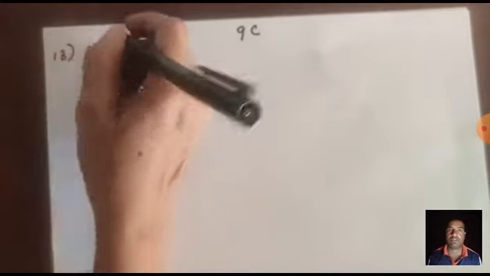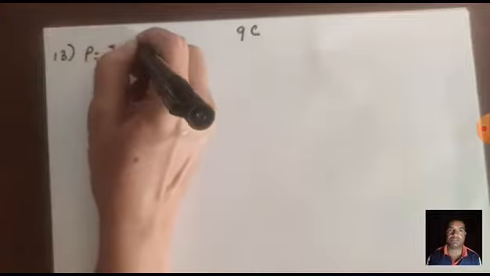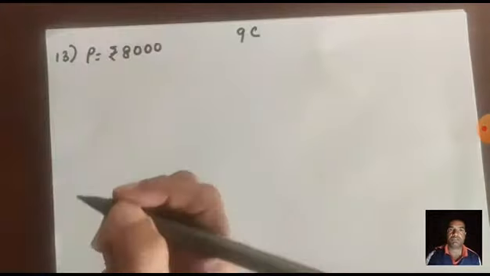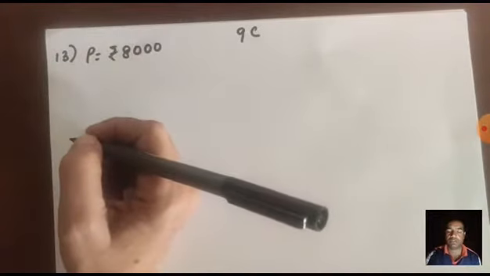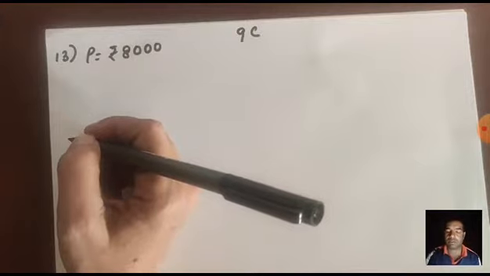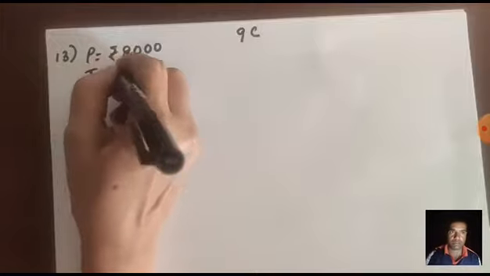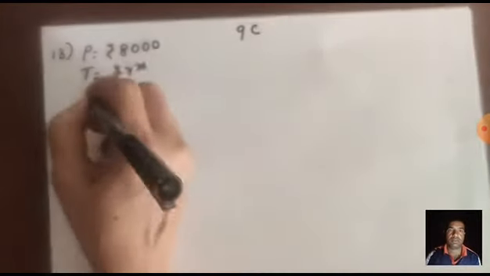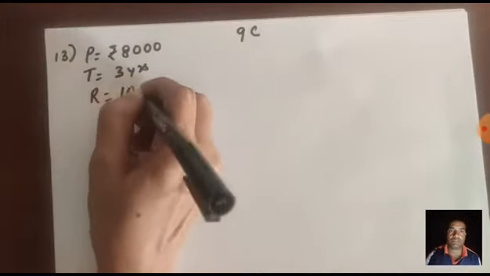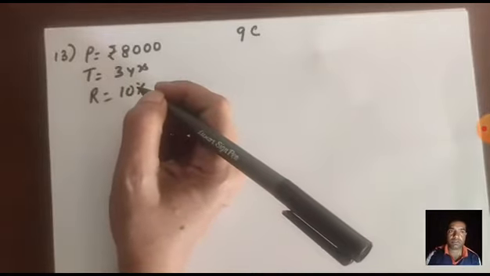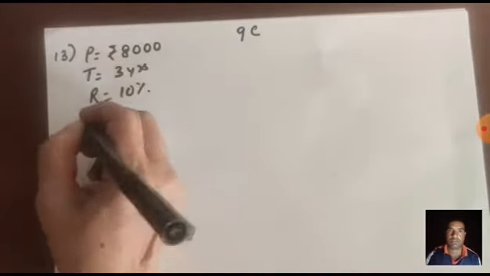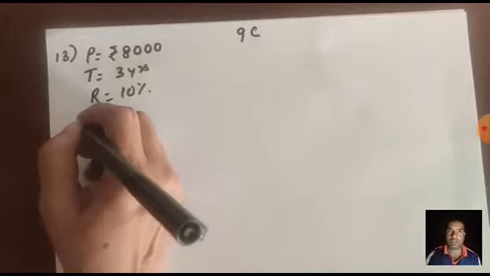So here the principal is given as 8,000. Time is given, which is 3 years. And the rate of interest is also given, which is 10%.